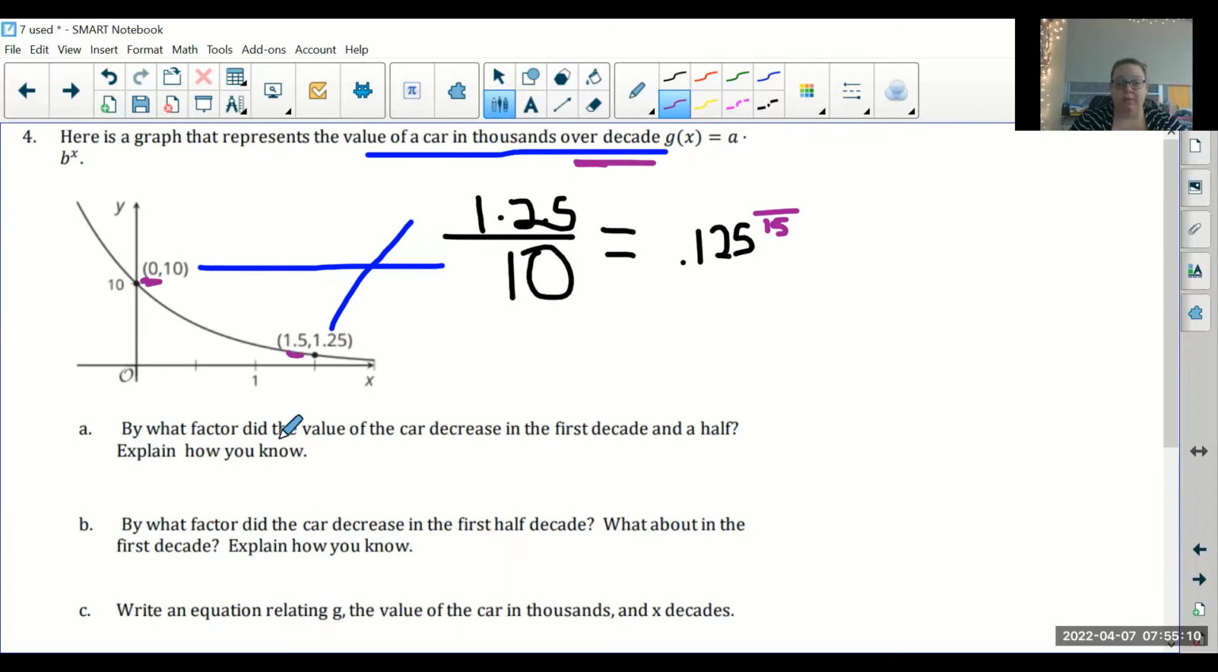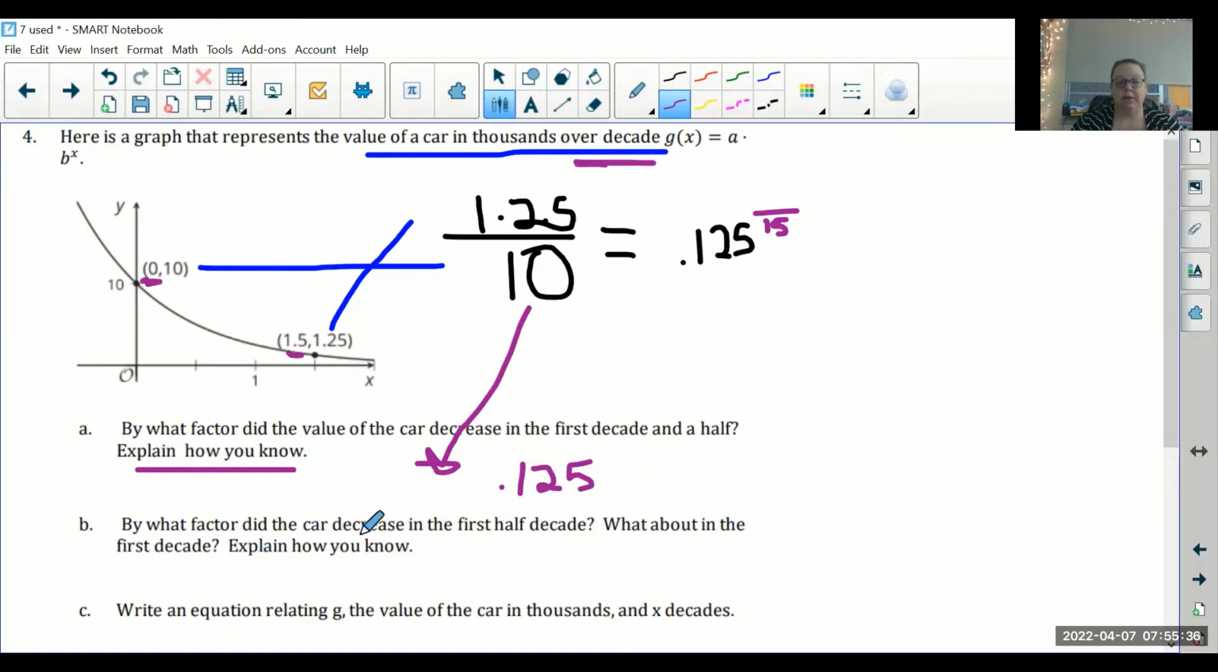So for A, it says, by what factor did the value of the car decrease in the first decade and a half? So this is just asking for the whole decade and a half. This is just asking for the 0.125, and we know because we divided the two numbers together. So where it says explain how you know, just have that written down there. All right, so that's going to be the first decade and a half. That's the rate it's decreasing by, 0.125.